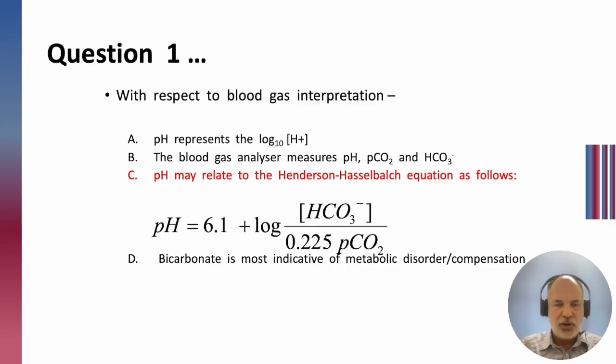And so if we look at question 1, the correct answer was C, where pH is equal to 6.1 plus the log of the bicarb concentration divided by 0.225 times the PCO2. And that would be correct if the PCO2 were measured in kilopascals.